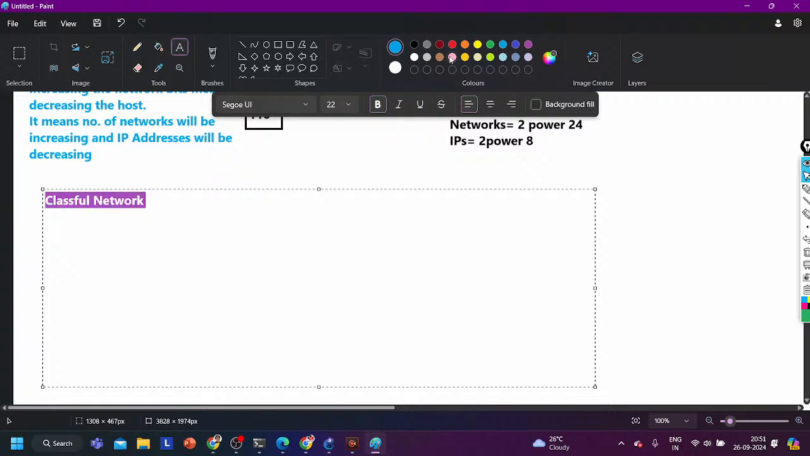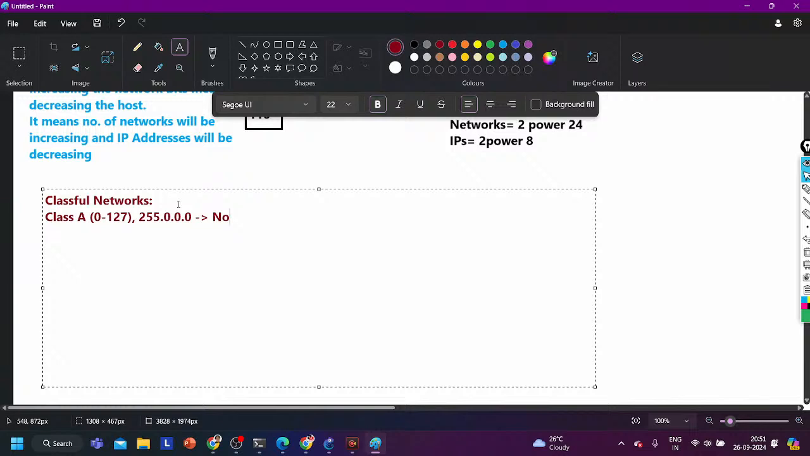Classful network. Class A. Range is 0 to 127. Subnet mask is 255.0.0.0.